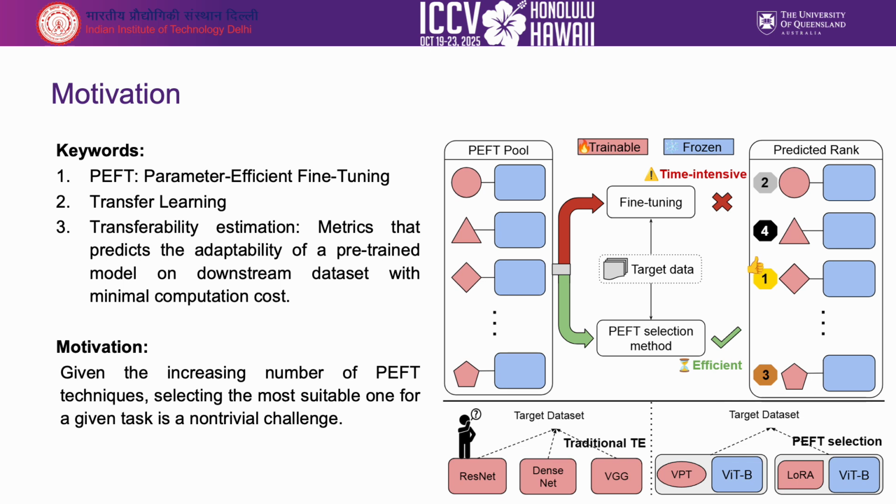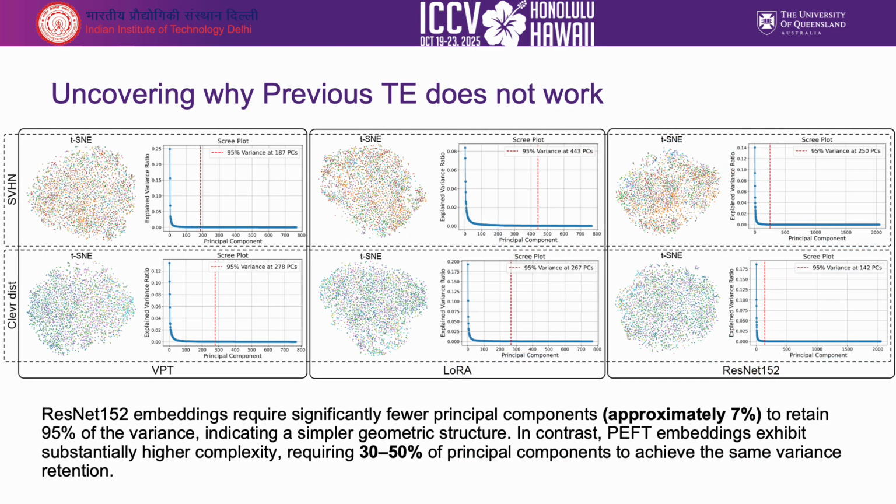Traditional transferability estimation was designed to compare completely different backbones like ResNet and VGGNet. They failed to reliably rank subtle variations introduced by PEFT on the same vision transformer backbone. We uncover why previous transferability estimation methods fail. They assume a simple, well-structured feature space.